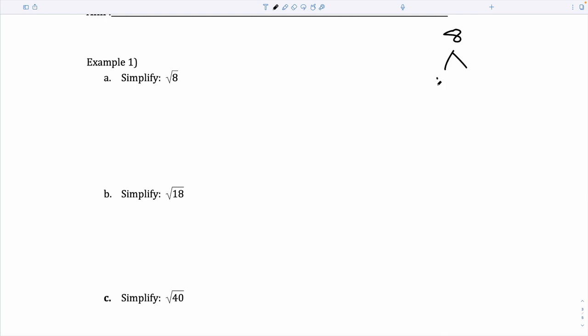8 can be 4 and 2. I'm going to pause. Write a bigger square root sign and put 4 times 2.